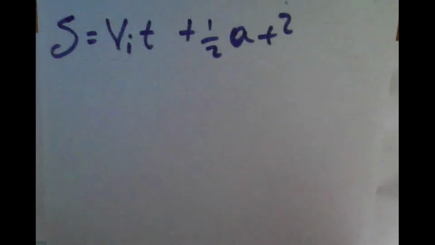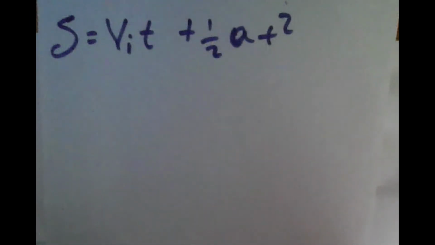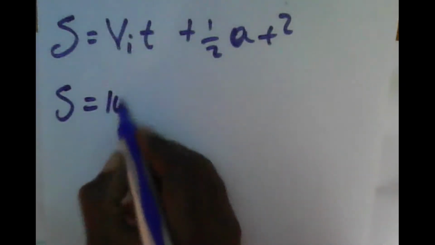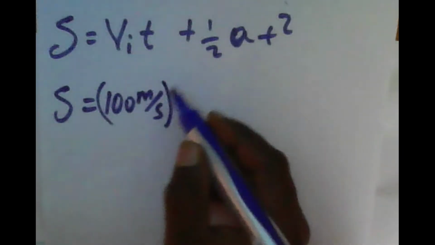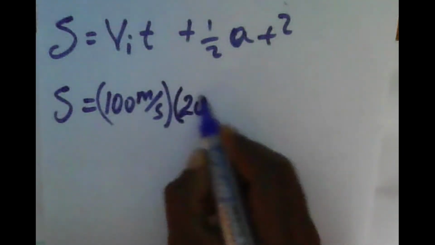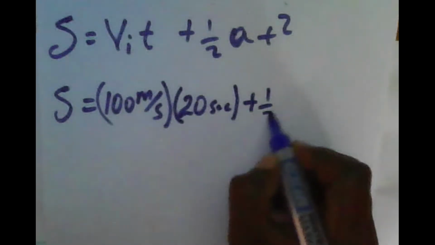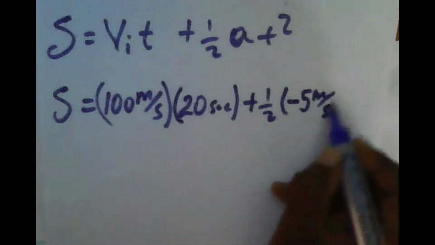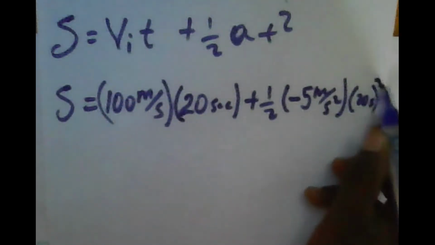Based on this equation, we have s final and s initial, so we consider only s final. So s is equal to the initial velocity, which is 100 meters per second, times the time interval, which is already found, equal to 20 seconds, plus half the acceleration, which is minus 5 meters per second squared, times t, 20 seconds, squared.